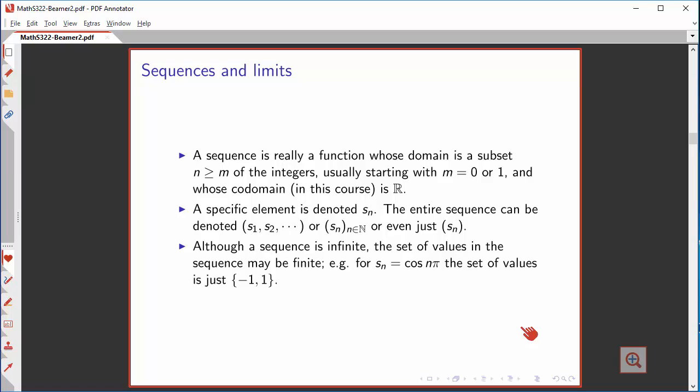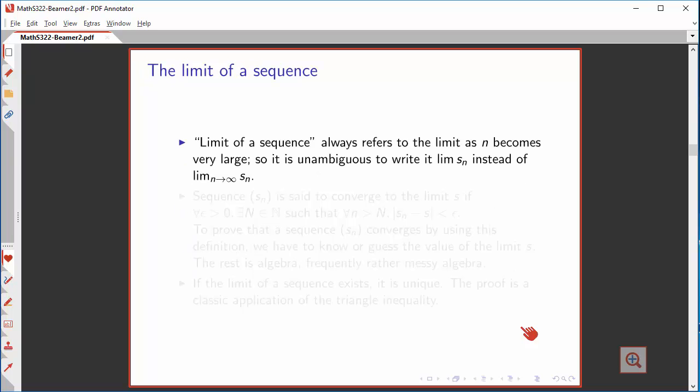Consider, for example, the sequence where the nth element in the sequence is the cosine of n times pi. Cosine of pi is -1, cosine of 2 pi is 1, cosine of 3 pi is -1, so the set of values in the sequence is just the two-element set consisting of -1 and +1. Parentheses to specify the sequence, curly brackets to specify the set of values in the sequence.